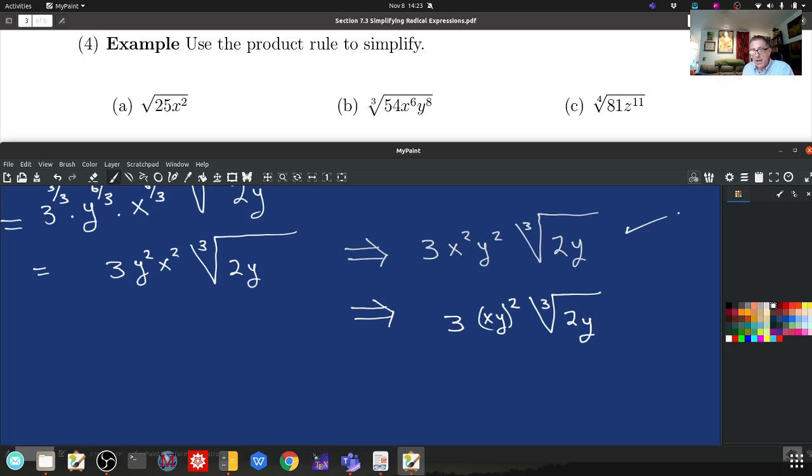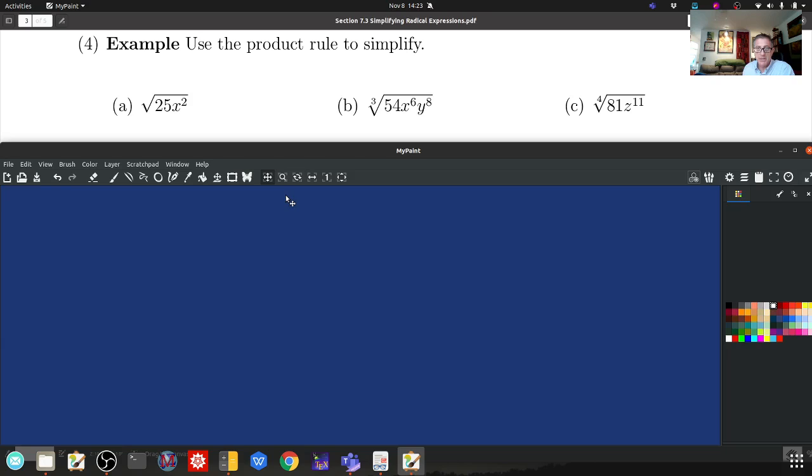I think they're okay with this one. I would certainly be okay with that one on an exam. I would not expect that final step, because that final step is more of a subjective preference. And this is one thing I'll tell you: I will never count off for a subjective preference.